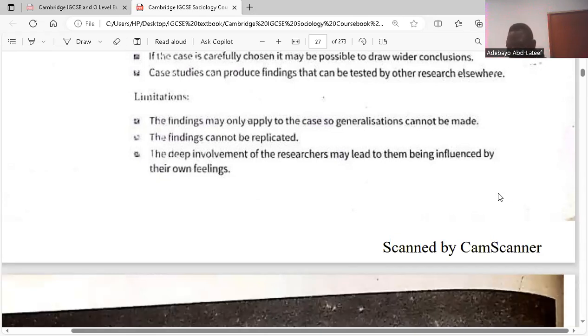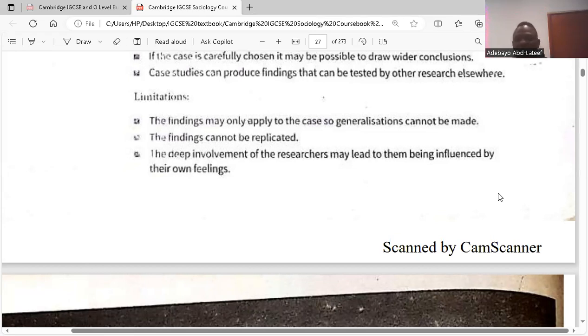One, the findings cannot be generalized as they can only apply to the case. Each case is different. You cannot generalize. That's the problem about case study. The case is for certain events, for a certain individual. So how do you generalize it? You can't. What happens to you might not happen to me. What happened in event A might not even happen in event B, of the same kind of event. What happens in your sport day will not happen in the sport day of another school. So that means you cannot generalize. That's the first problem.